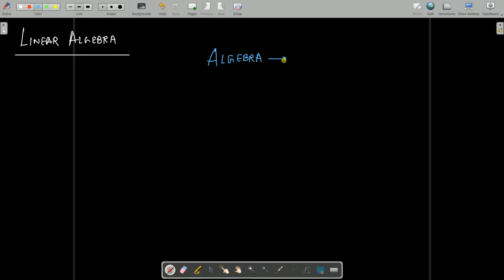This word algebra is actually an Arabic word, al-zabr, and it means reunion of broken parts. Reunion of broken parts. So what is this algebra?